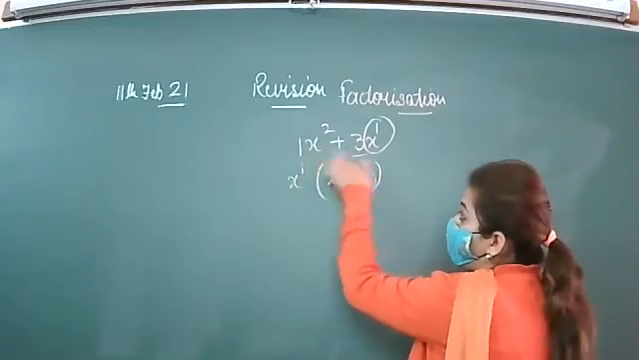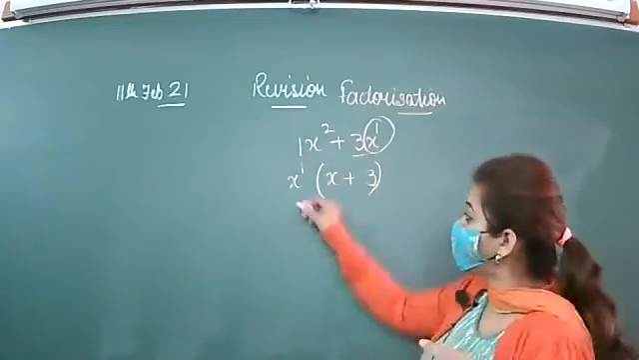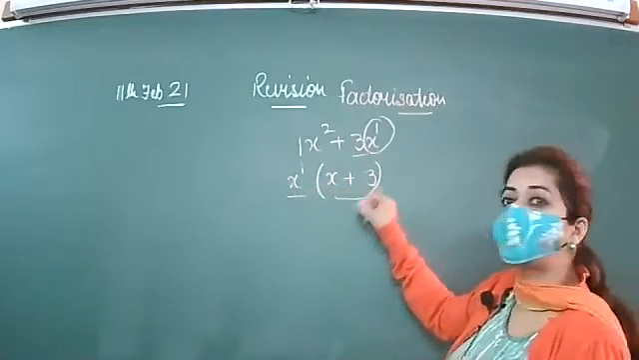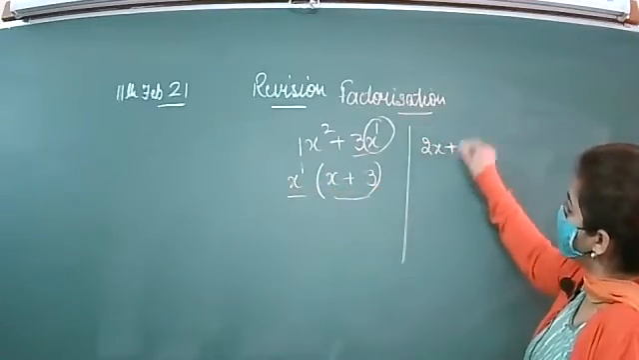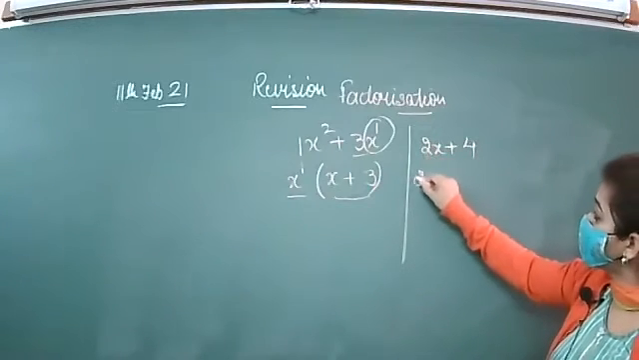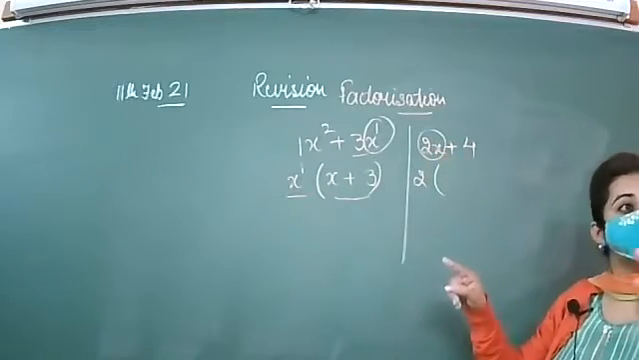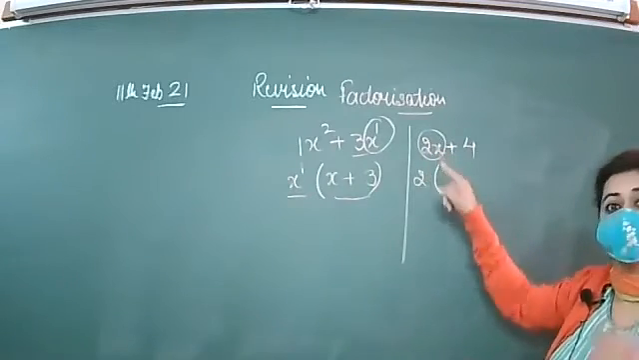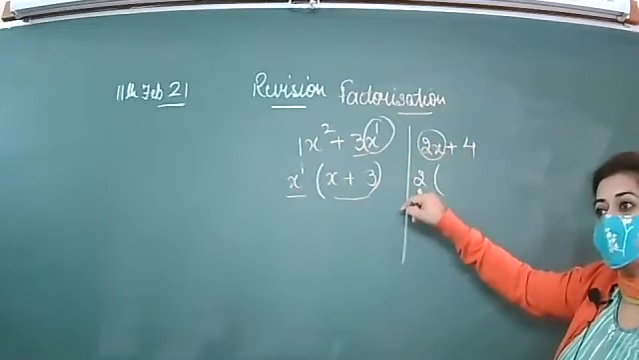So from this question, we have factorized it into 2 factors. First is your x, second is your x plus 3. Look at some more examples, 2x plus 4. 2 is there. So if you take 2 common from these 2 terms, these 2 terms are multiplied. It is one term, and in it there are 2 things, one is x and one is 2. You have taken 2 common.